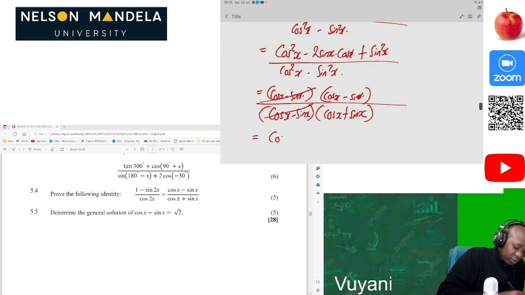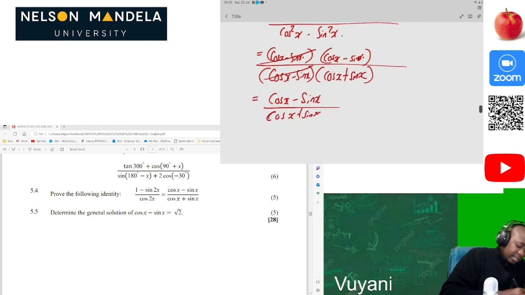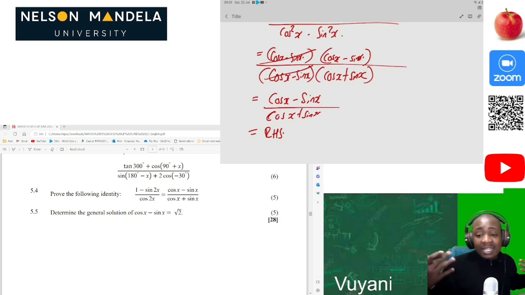Then we are only left with cos of x minus sine of x divided by cos of x plus sine of x. Okay, so this is amazing. Then this is equal to the right hand side. So we have proved that the left hand side is equal to the right hand side, just like that. Okay, please don't be hard on yourself. Take your time and take it step by step.